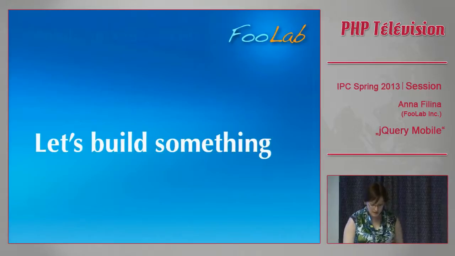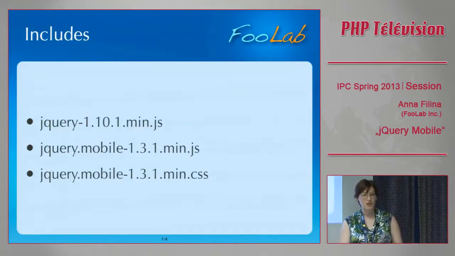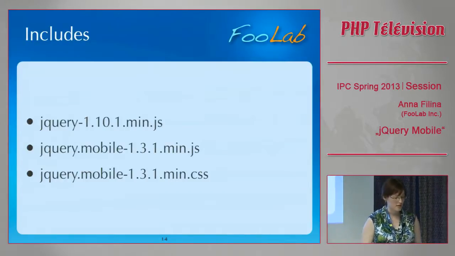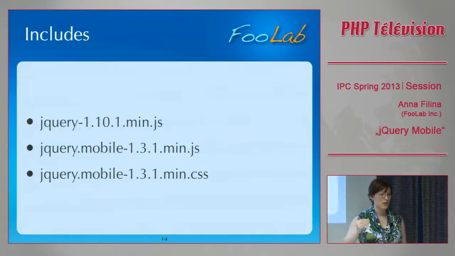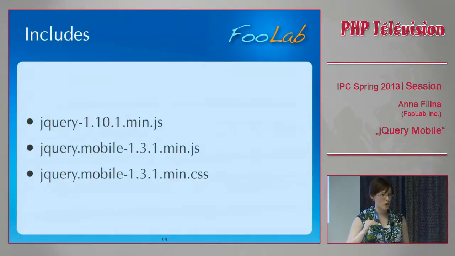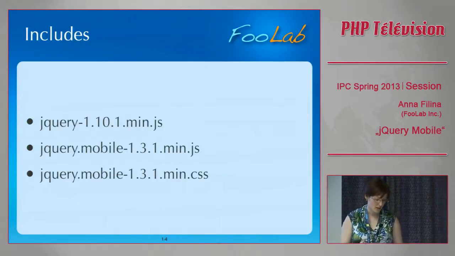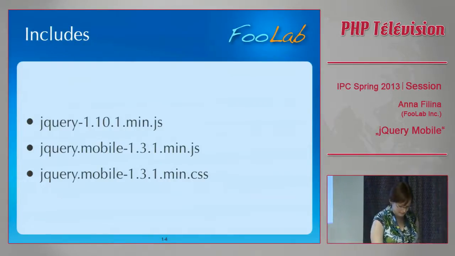All right, so that's enough for the theory. Let's build something. Let's look at some code. The first thing you need to do is include some JavaScript files, JavaScript and CSS, sorry. You need 3 files. The first is the basic jQuery framework. Then you need the second framework, which is the jQuery mobile framework. And then you add the CSS, which is the jQuery mobile CSS. Then there's some images that come with it.